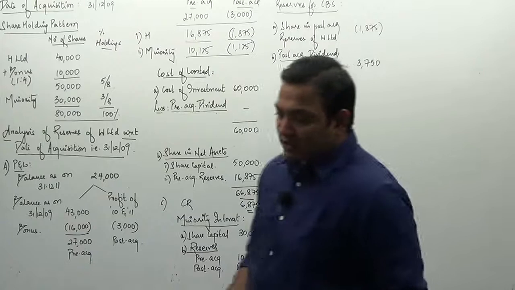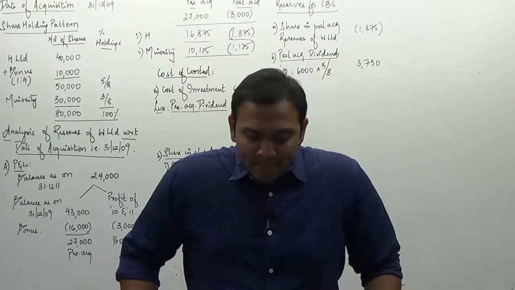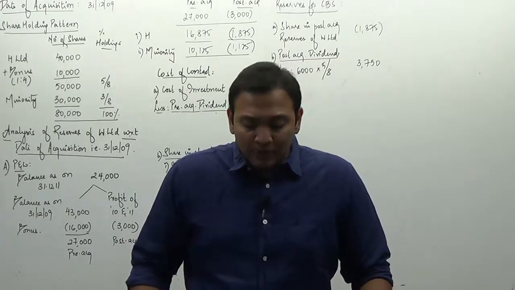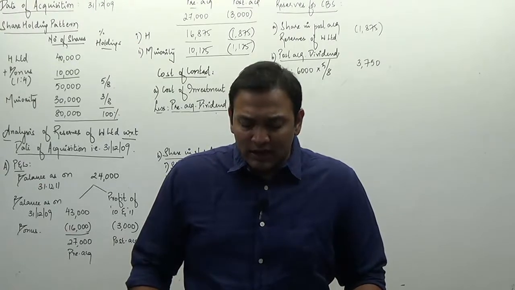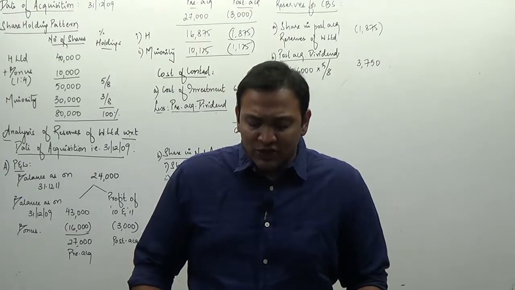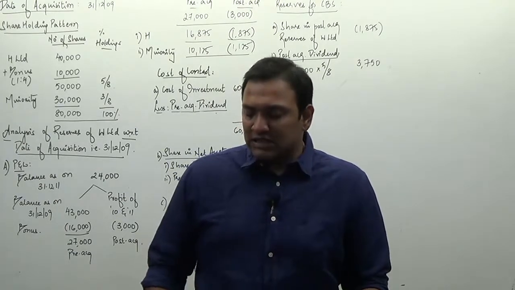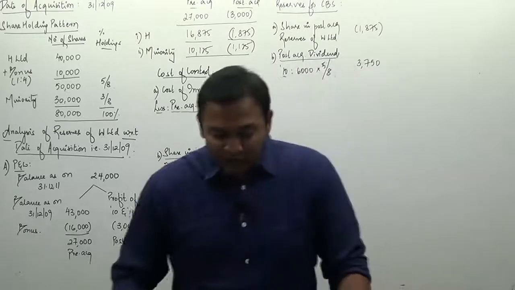Let's start solving the third bit then. What is the third bit talking about? 60,000 shares in issue of W Limited were acquired at 80,000 on 1st July 2011. Did not participate in the dividend of 6,000. Observe the date carefully. Very important guys.